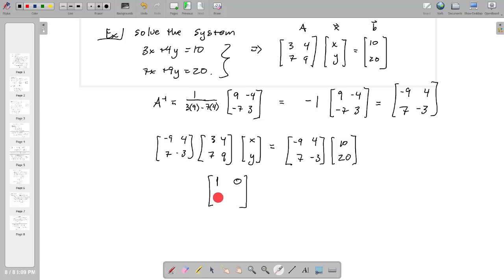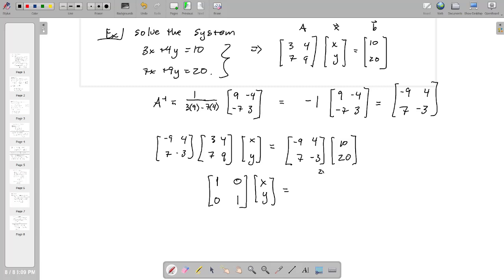Now second row, first column. 7 times 3 plus negative 3 times 7 is also 0. And then 7 times 4 is 28, plus negative 3 times 9, which is negative 27. 28 plus negative 27 is 1. And here we multiply the first row, first column, and second row, first column.